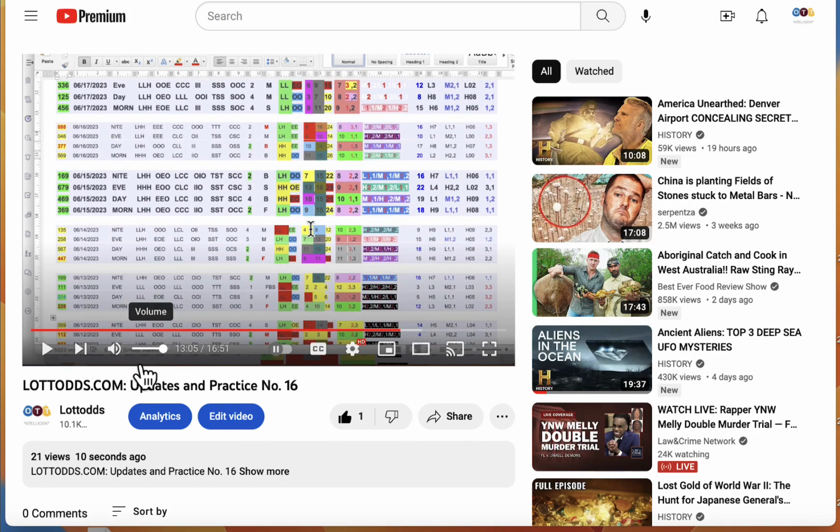The previous video is labeled Updates and Practice number 16, which is double practice number 16. It's showing you some updates we added to Lotto Odds, which you'll find important. And then in the practice session, it discusses how, when you concentrate on a specific state, to identify overdue patterns.